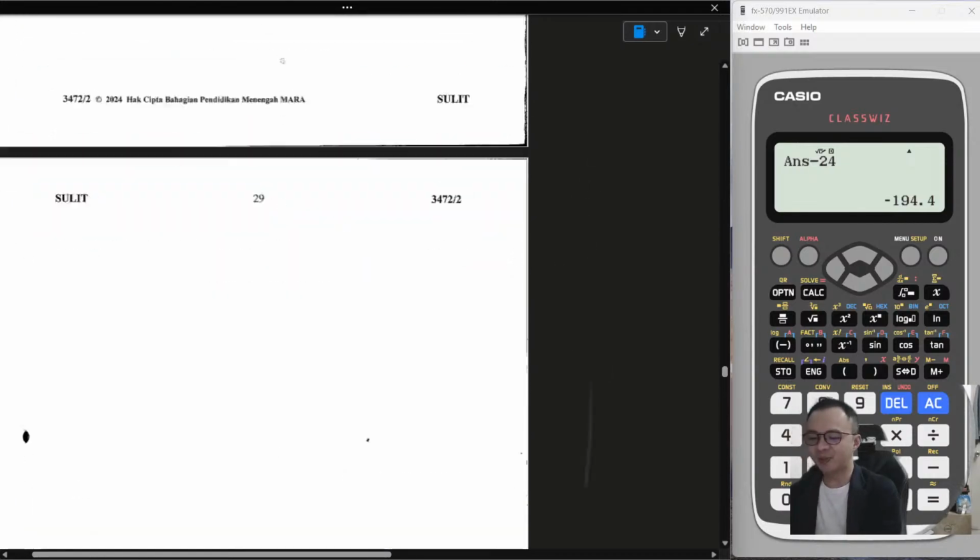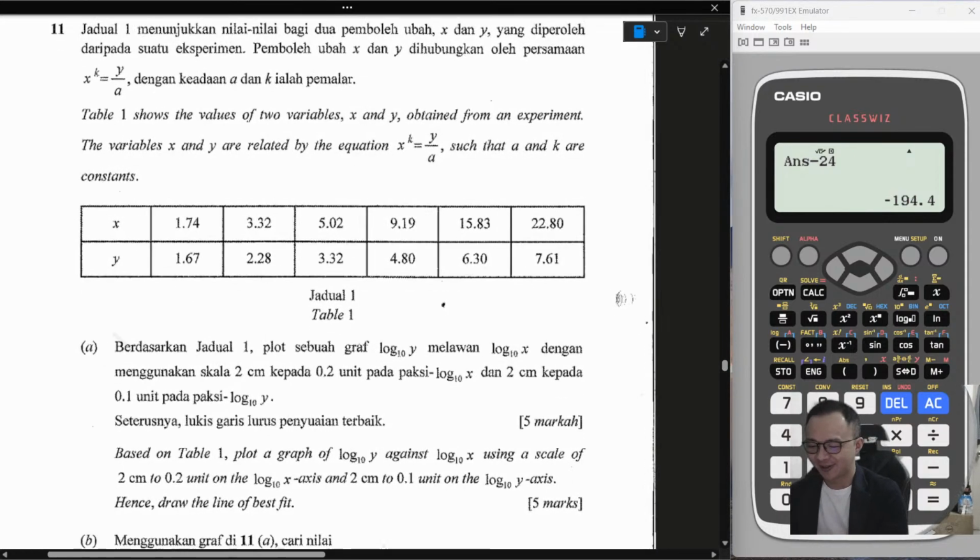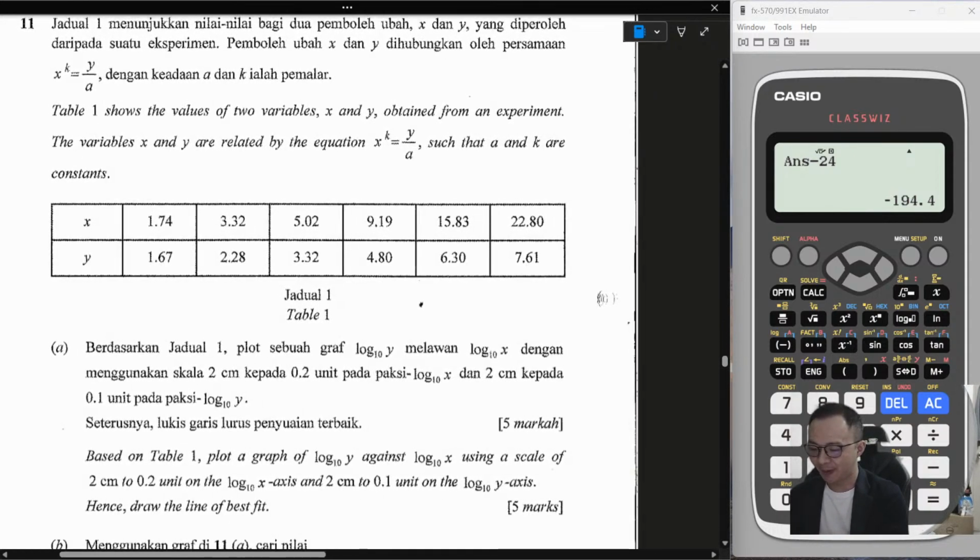Okay, I think I will explain the last one about the linear law, and then we will end the live today. And I hope all of you go to rest earlier today also. So yeah, let's have a look at this one.